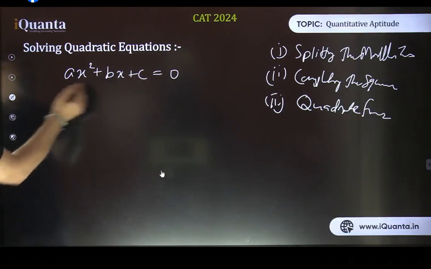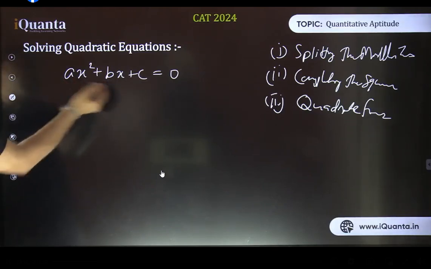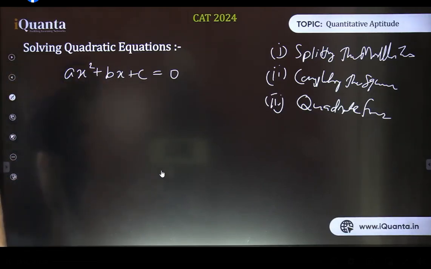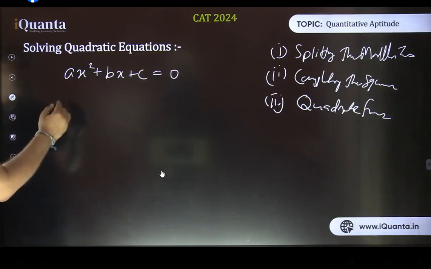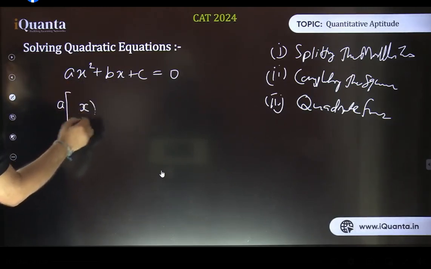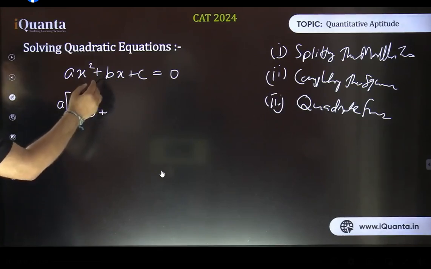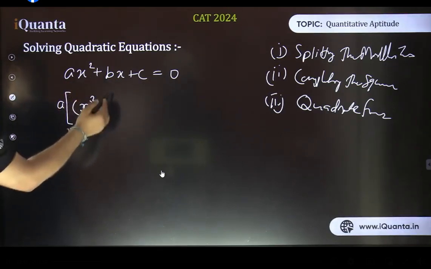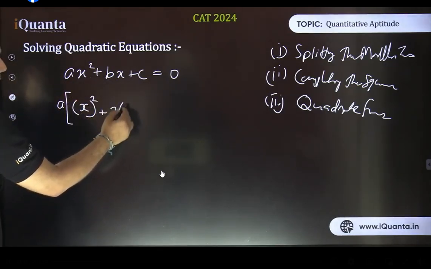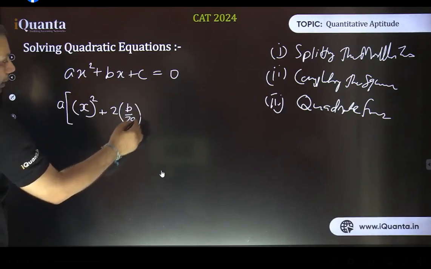So what I'm going to do from these first 2 terms, x is my variable. A, B, C are the constants, right? They are the coefficients. So let me take a common. If I take a common, then this first term is x square. Then the second term, I've already taken a common, so it will be b by a, right? So it is 2 into b by 2a into x.